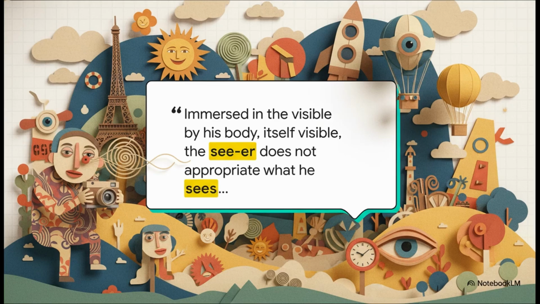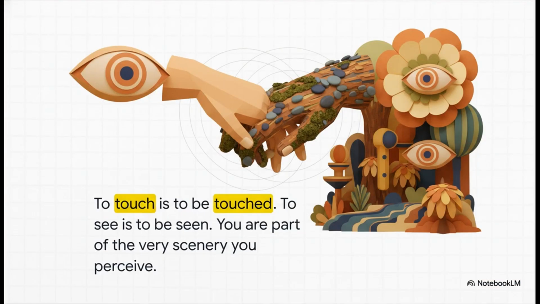This is captured so beautifully in a quote from his work, Eye and Mind. Merleau-Ponty writes that, because your body is itself a visible thing, your act of seeing isn't something a disembodied mind does to the world. It's an event that happens within the visible. You, the seer, are irrevocably part of the scenery you're looking at. And this leads to a fundamental reversibility at the very core of our experience. The moment you touch something, you are, by absolute necessity, being touched by it. The moment you see the world, you are also, at that same moment, an object in that world, capable of being seen. You are, as he says, installed in the midst of the visible.